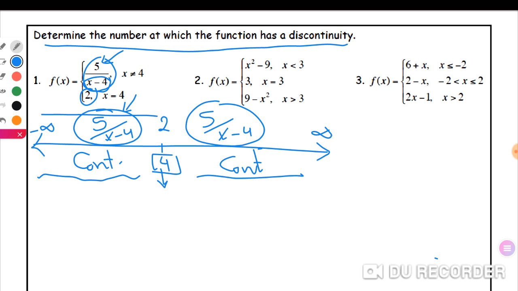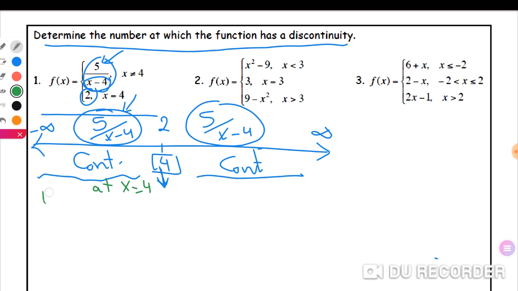What I write in blue means the explanation of the concept. Understand? But green is my mechanism. I wanted you to understand the concept and the mechanism of the solution. Since this function is continuous at every real number because of its domain, here I have to discuss the continuity when x equals 4. At x equal to 4, I have to know whether the function is continuous or discontinuous.